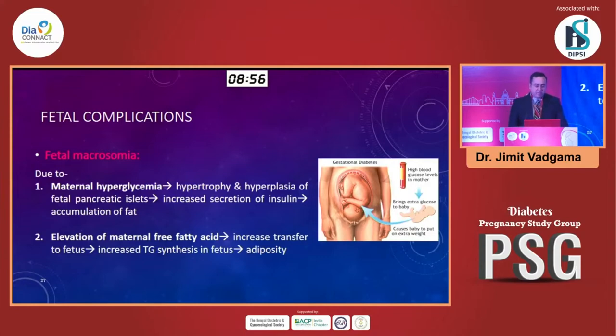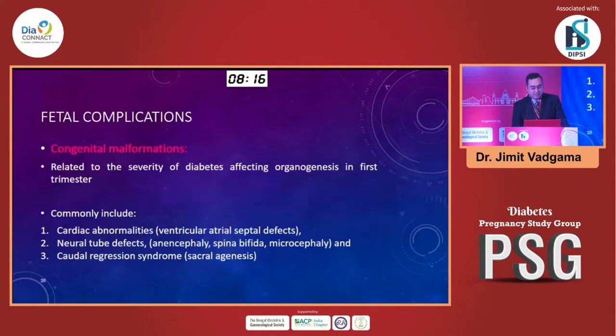Fetal macrosomia, again, a very important thing, can be due to maternal hyperglycemia. We all know maternal hyperglycemia, if uncontrolled, leads to fetal hyperglycemia, and with fetal hyperglycemia the pancreas goes into secondary hypertrophy, it has to function more. And there is increased secretion of insulin, which leads to accumulation of fat and adiposity. We all know insulin is an anabolic hormone, and that's why macrosomia occurs. Another secondary mechanism can be elevation of maternal free fatty acids, which increases transfer to the fetus also, and there is increased triglyceride synthesis in the fetus, which leads to adiposity.